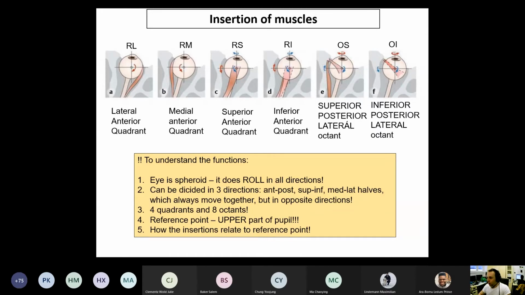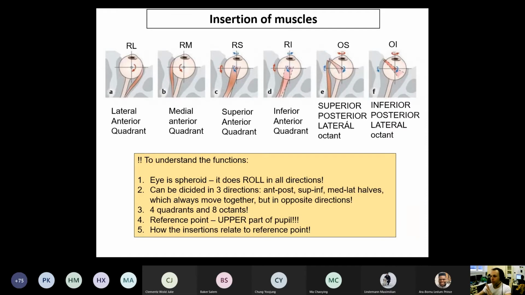Okay? So in order to understand the functions, you have to keep the following major points in mind. The eye is a spheroid object, and all of the movements it does are basically rolling. In all possible directions, it can roll like a ball. You pick the three main directions, the three main axes, and the three main planes, and you can divide the eyeball in these three directions. So you will have an anterior part and a posterior part of the eyeball when you cut the eye in a coronal section. You can have the top and the bottom parts, superior and inferior, if you cut the eyeball horizontally. And if you cut it sagittally, you can have medial and lateral halves.